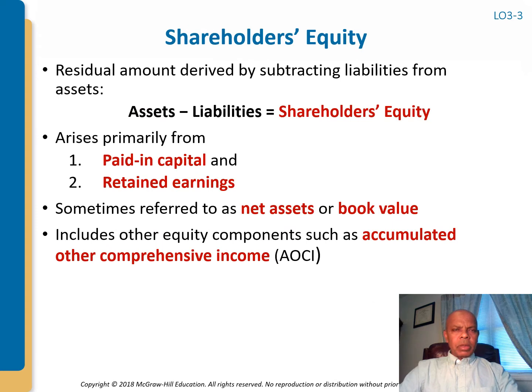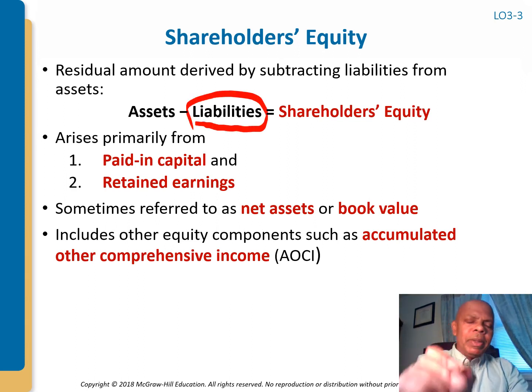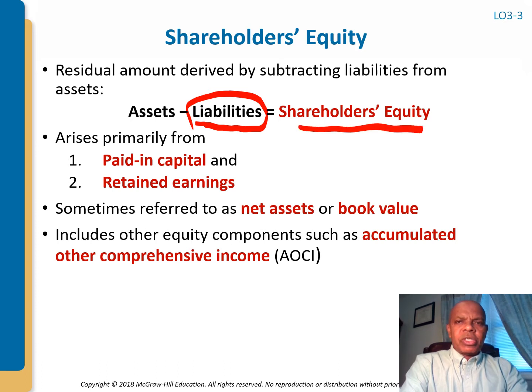All right. Now, we're getting to the shareholders' equity section of the balance sheet. It's the residual amount derived by subtracting liabilities from assets. Now, you have assets, and you have to pay third parties, right? The liabilities, all the liabilities, current and long-term. What is left is the shareholders' equity. Usually, assets minus liabilities should equal shareholders' equity. What is left for the shareholders, right?